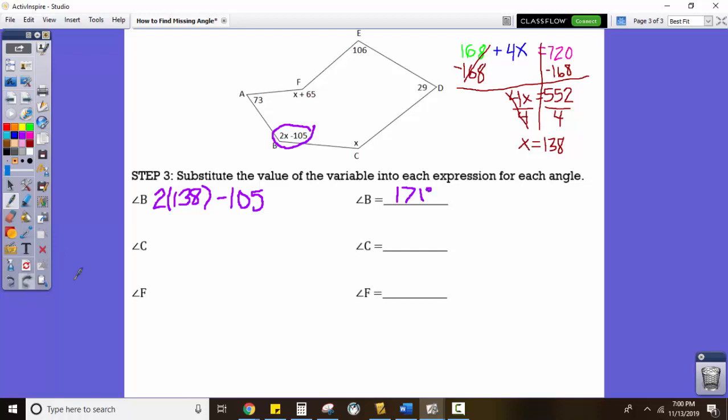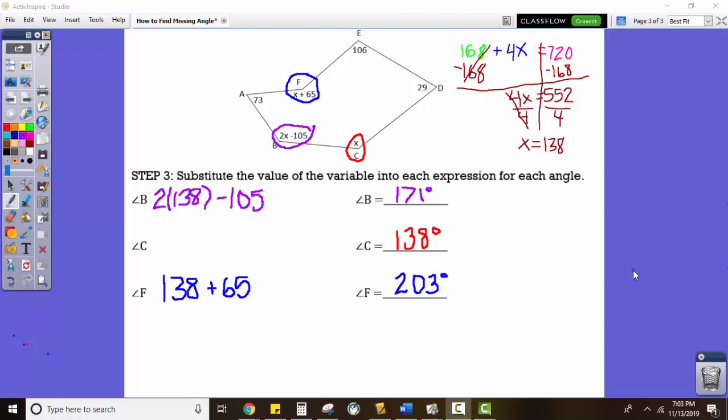Now angle C is the next one we have to find. That's an easy one because angle C is just x. So whatever we got for x, that's what angle C is. So angle C is 138 degrees. And then angle F up here, I can see it says x minus 65. So instead of x, I'm going to write 138, oops, sorry, plus 65, not minus, plus 65. And if I add 138 plus 65, I get 203.